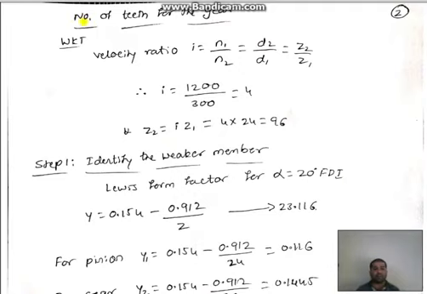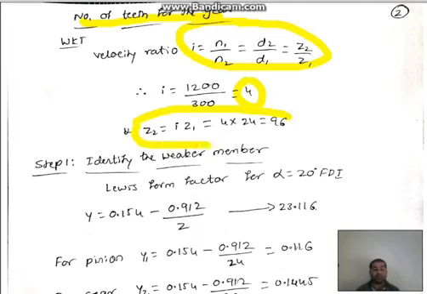First, we calculate the number of teeth for the gear. We know the velocity ratio equation. From that equation, we find the velocity ratio, and also the number of teeth for the gear.